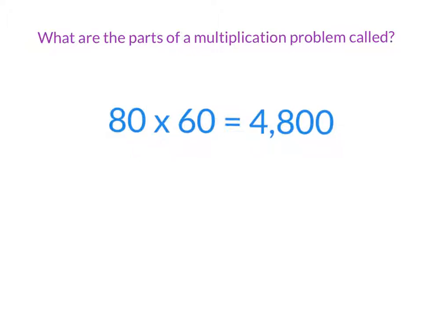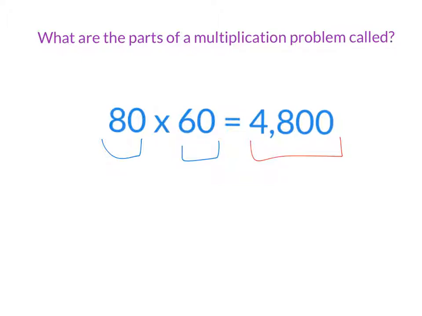Before we get started with today's math problem, I want you to write this down. What are the parts of a multiplication problem called? In the problem of the day, we just did 80 times 60 equals 4,800. There are 3 parts in this problem, right? Don't you see 3 numbers? There's one number here, and one number here. Yes? 3 numbers altogether.